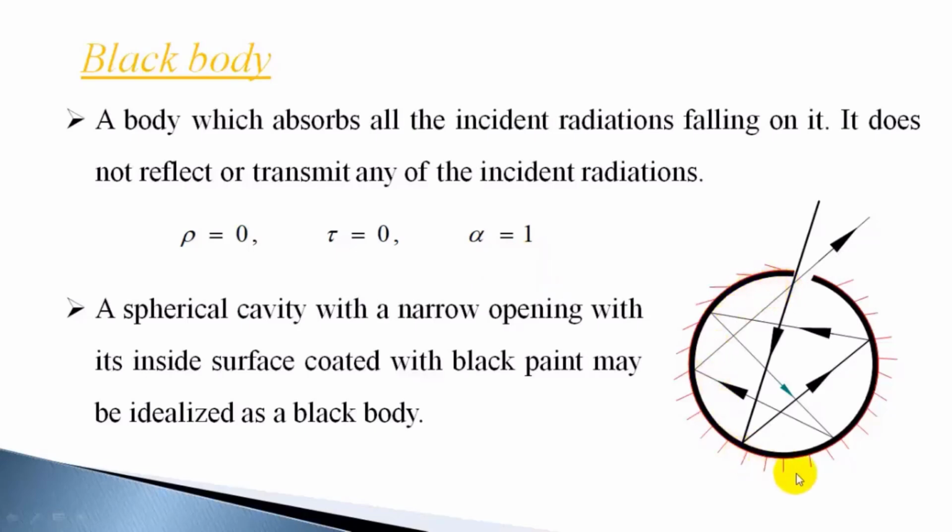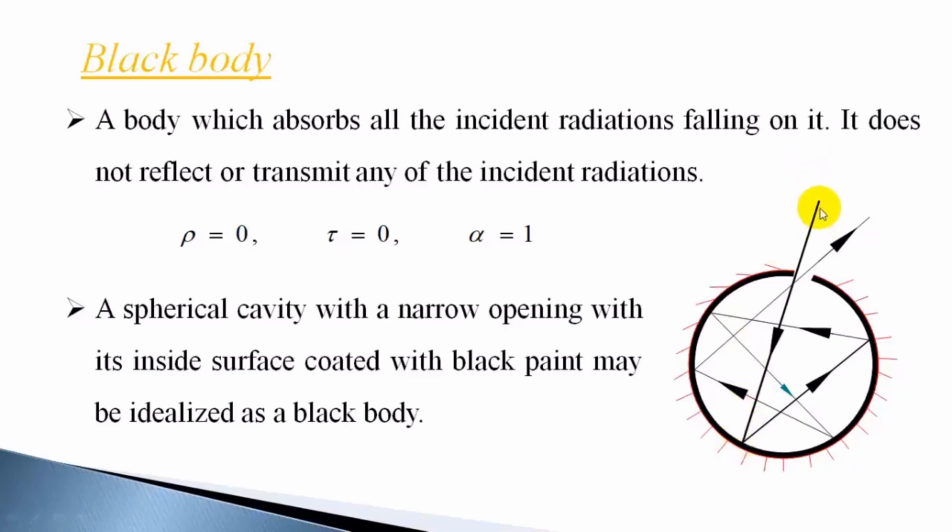We can idealize a black body by creating a spherical cavity like this with a narrow opening in it, and the inside surface of the cavity is coated with black paint. In this spherical cavity, the inside portion is coated with black paint, which has absorptivity nearly equal to 1. Now any of the incident radiation coming into the spherical cavity through this narrow opening, after striking, most part of that radiation will be absorbed by this black surface. Let us say that absorptivity is 90% or 0.9. Absorptivity is 0.9.